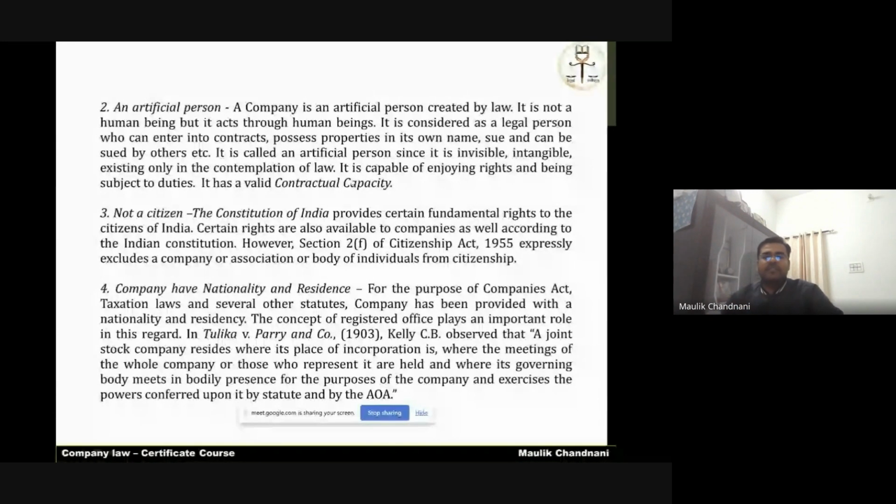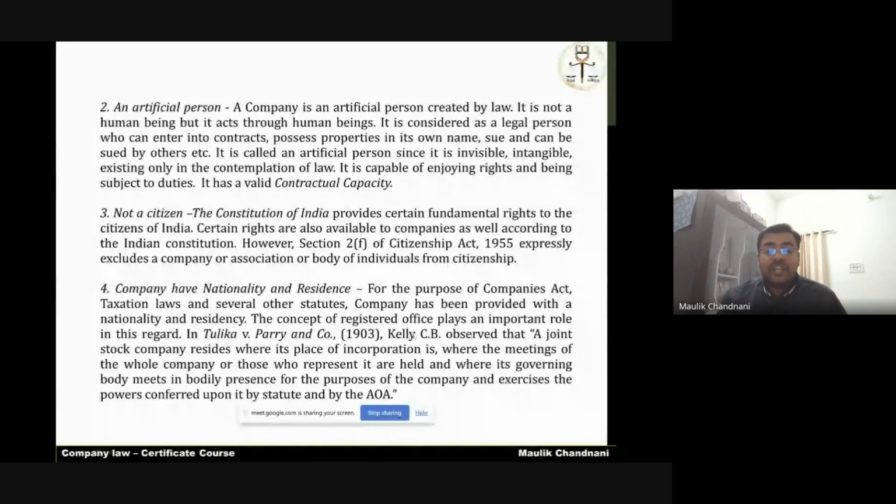Now, to jump further, we had already discussed that a company can be treated as an artificial person, but it cannot be a citizen. That is for sure, because we can't give the constitutional rights, we can't give the Citizenship Act's rights to a company. These rights are reserved for natural persons.